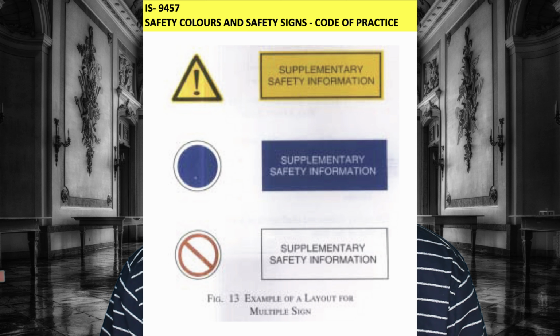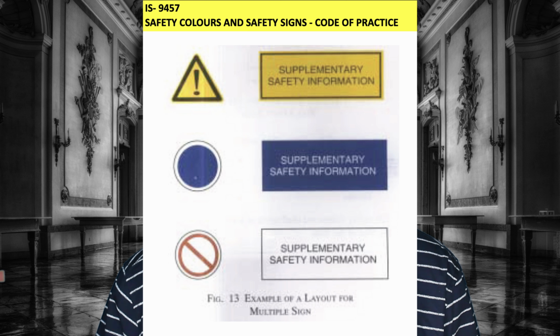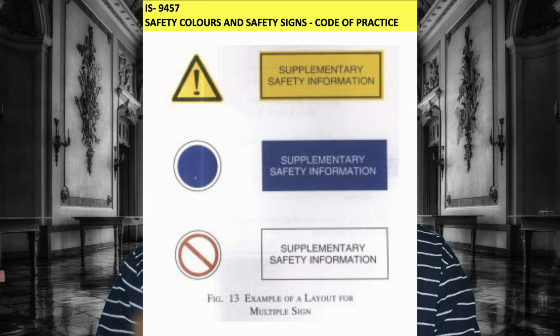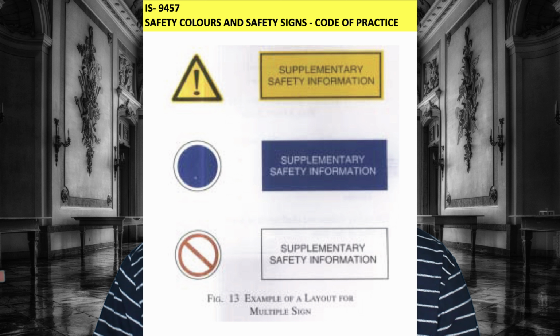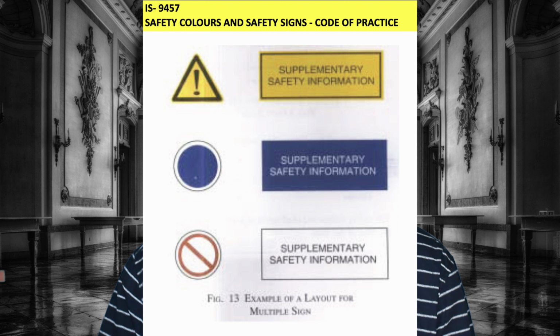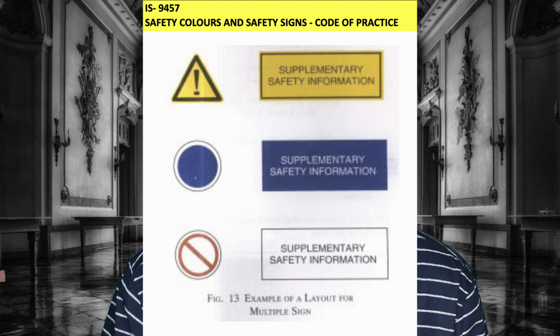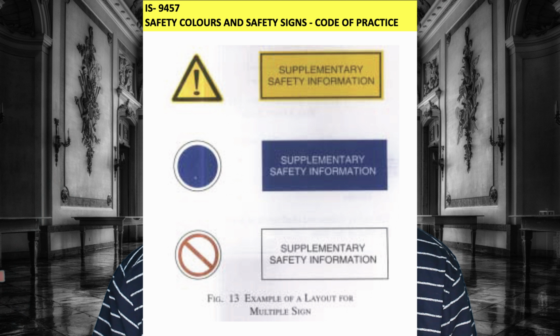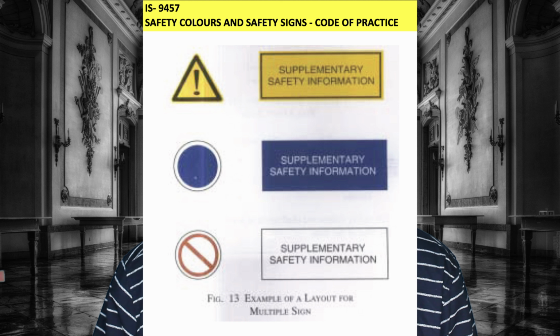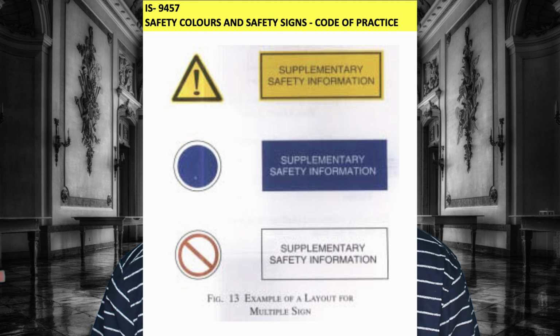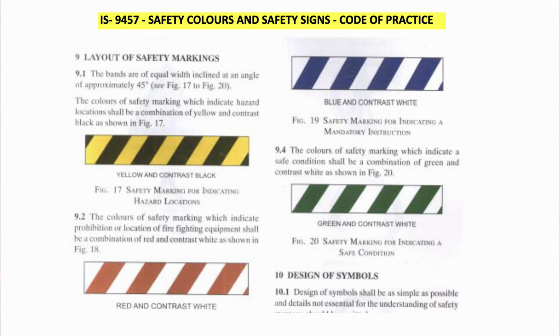If multiple signs are to be used in IS 9457, it has the example shown in this image, where caution, mandatory action and prohibition symbols are used along with a supplementary message which also carries the background color of the safety graphical symbols. As per IS 9457, it also talks about the layouts of safety markings, where yellow and black stripes are used for caution, where different types of markings are used in different colors to showcase the safety signs or hazards as shown in this particular image.